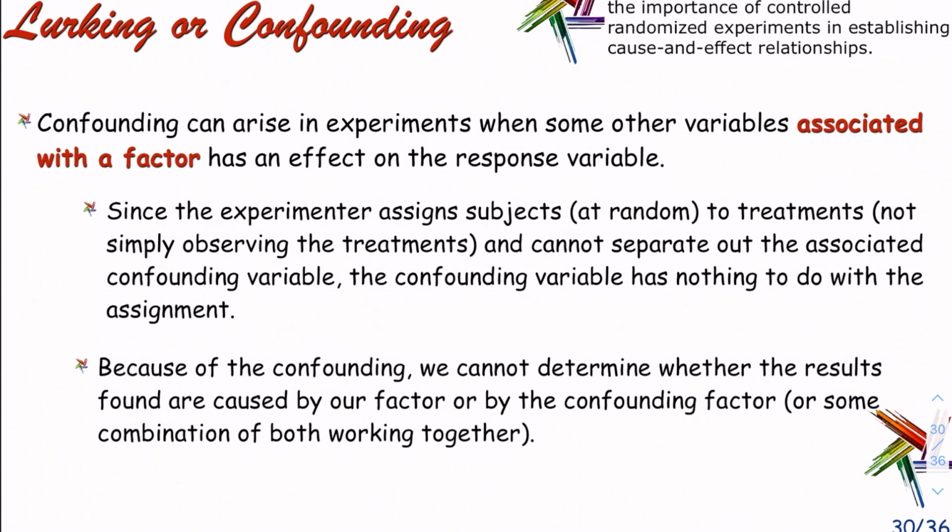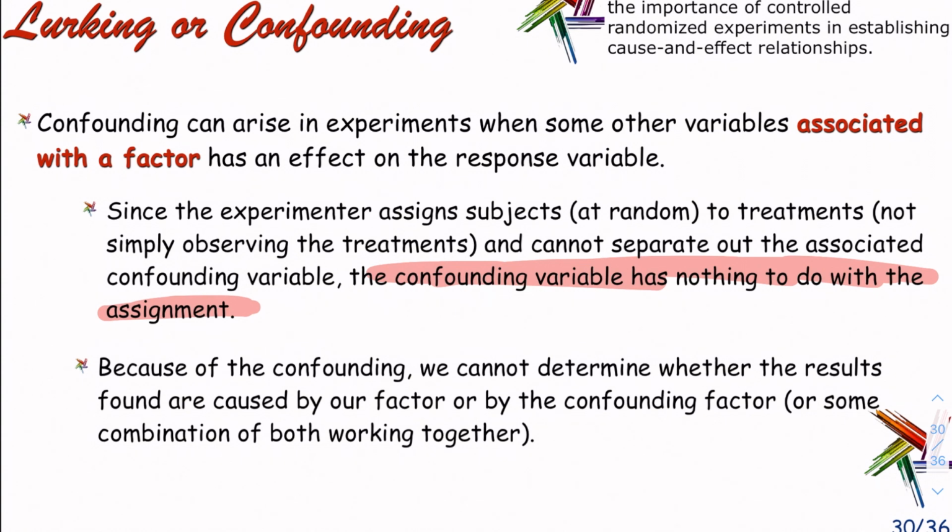Confounding can arise in experiments when some other variable associated with a factor has an effect on the response variable. Since the experimenter assigns subjects at random to treatments, not simply observing the treatments, and cannot separate out the associated confounding variable, the confounding variable has nothing to do with the assignment. So no matter how much we try to control for variation and randomize to mix things up, the confounding variable has nothing to do with the assignment.